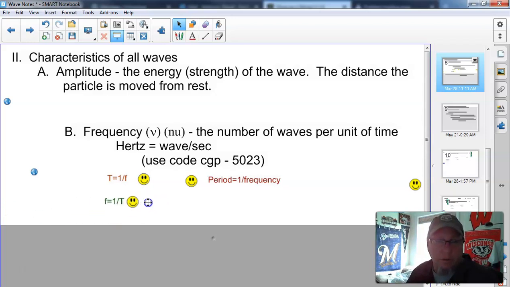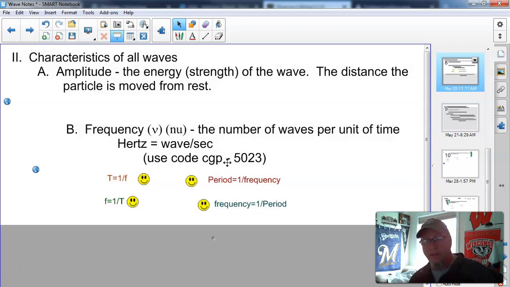Here's another example. If I have frequency, it's 1 over the period. So again, make sure you write those down so that you have those. You might want to pause the video, get the definition of frequency. You don't need this code thing. That's what I used to make the little notes play when I went to that website.